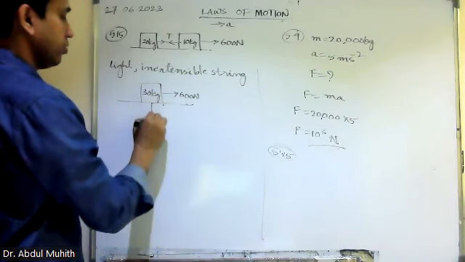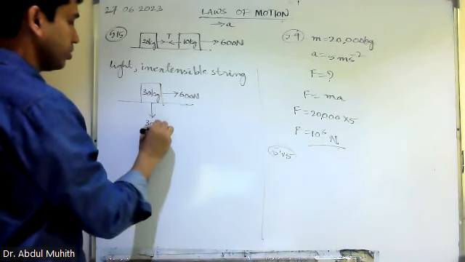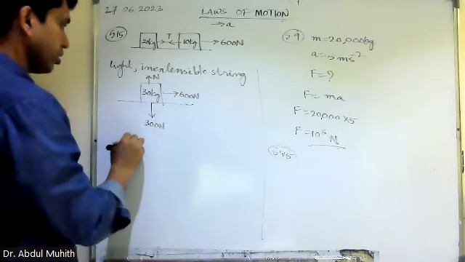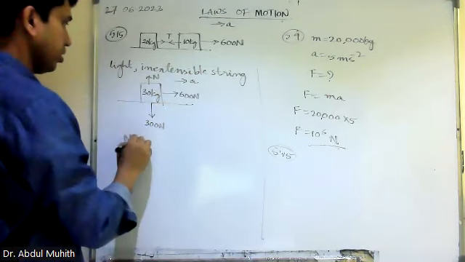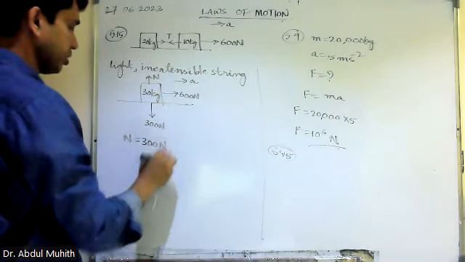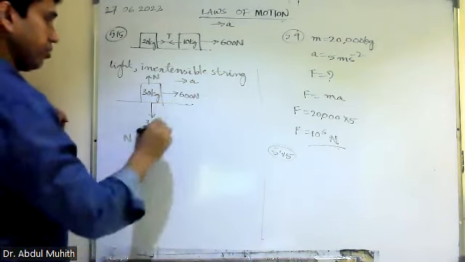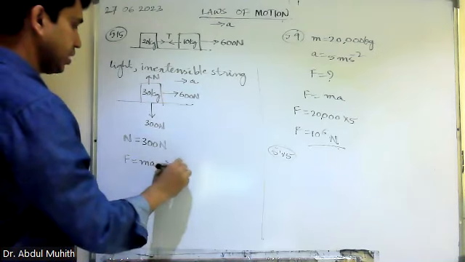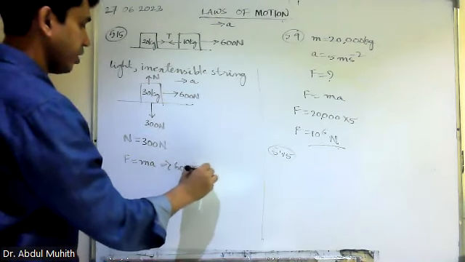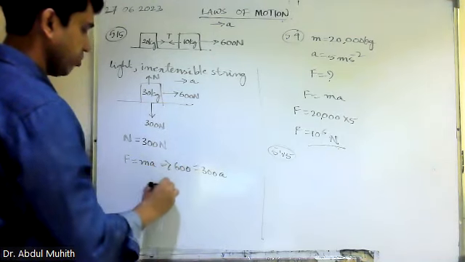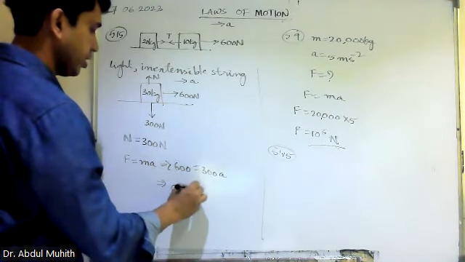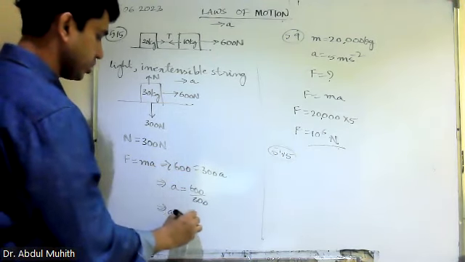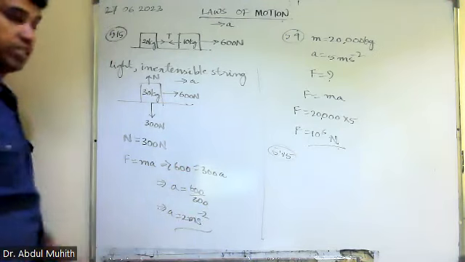Now 300 newtons is acting downwards and the normal reaction is acting upwards. So N is equal to 300 newtons, normal reaction. And we have 600, F equal to ma. This implies 600 equals 30 into a. So a equals 600 by 30, which is equal to 20 meters per second square. This is the acceleration.